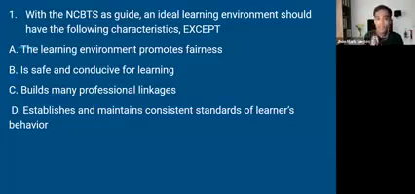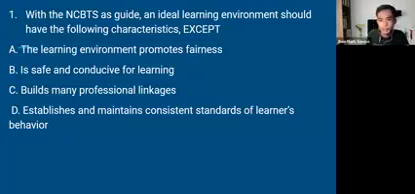Letter A, the learning environment promotes fairness. Letter B, is safe and conducive for learning. Letter C, builds many professional linkages. And letter D, establishes and maintains consistent standards of learners' behavior. It says here, as guide, an ideal learning environment should have the following characteristics, except. So among the choices, which one is not part of the NCBTS? Is it letter A, B, C, or D? All right, wait for a while.